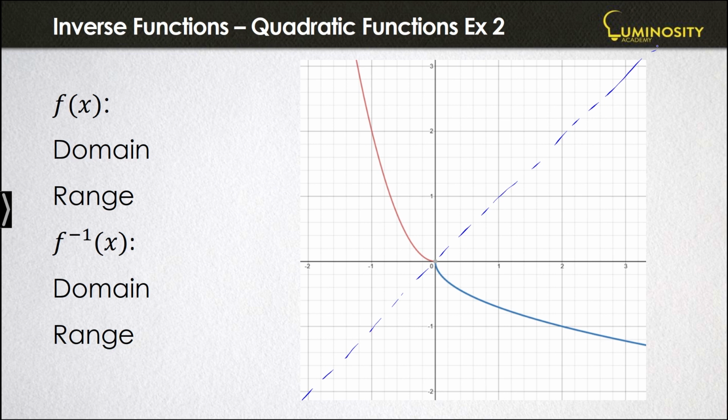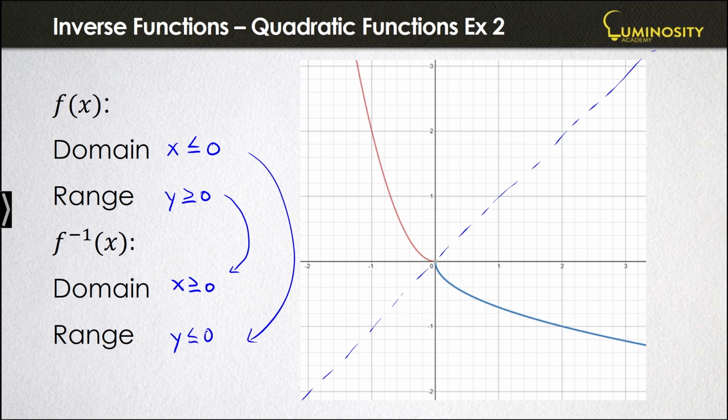So if we think back to what we had in terms of our domain and range, we can see that for our domain, this is going to be x is less than or equal to 0. But our range is y is greater than or equal to 0. So remember, for our inverse function, these swap. So our domain here is x is greater than or equal to 0, and our range is y is less than or equal to 0. And that's your domain and range.